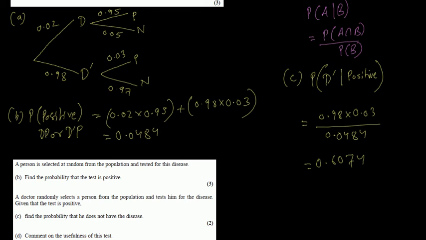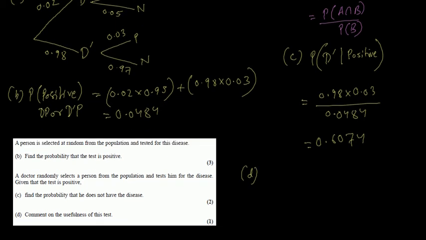That's a very high probability of a person where the hospital diagnostic report is saying he has the disease, but in reality he does not have the disease. That's a 60% chance. So that means the diagnostic reports are not very good. Anyway, let's do the next question. So the next question is comment on the usefulness of this test.